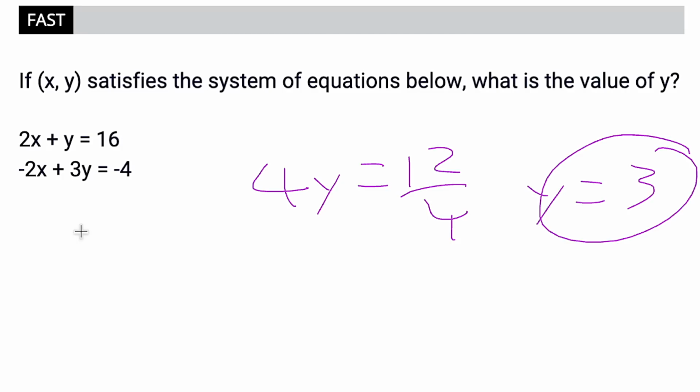And if you're not familiar with the elimination strategy, let me know if you'd like me to make a video on that. But basically, if we add them together, we get 2x minus 2x. So x disappears. So now we're just solving for y. So then I added y to 3y, I got 4y. And then I added 16 to negative 4, got 12. And then to get y by itself, we divide by 4. 12 divided by 4 is going to be 3. So that's how I did that one in under 10 seconds.